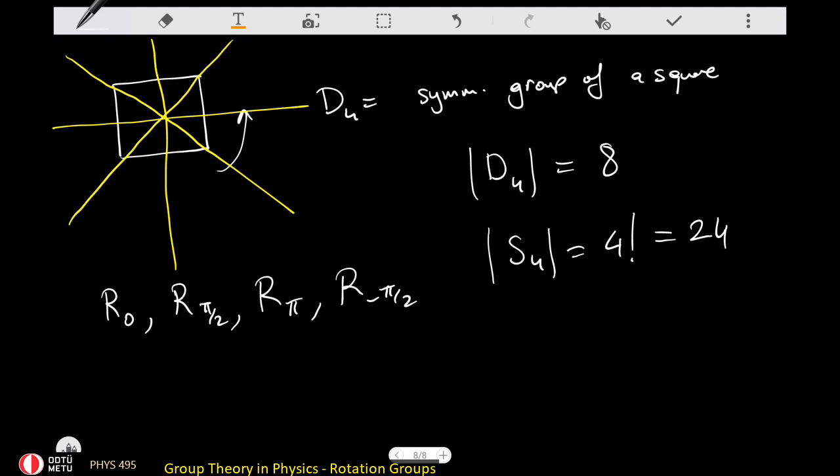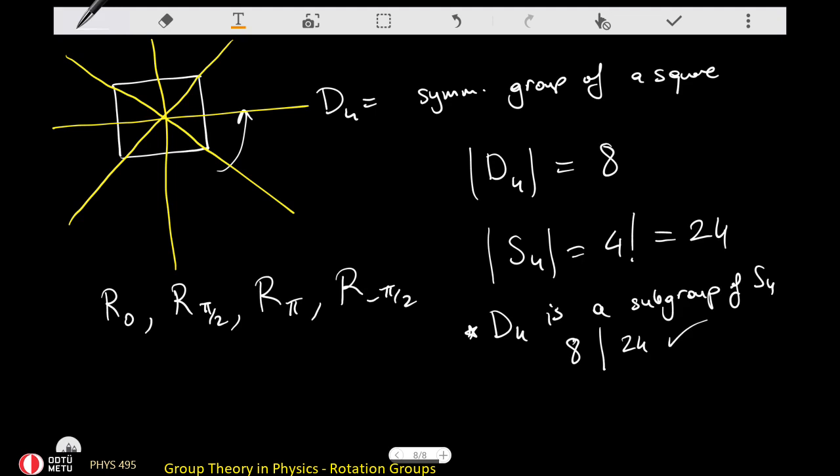So as a result, D4 is a subgroup of S4. You can really see that there is a theorem that says that the order of a subgroup divides the order of the group. You can see that 8 divides 24. So that confirms this. It's just an example of that theorem actually. But in any case, it's a proper subgroup of the full permutation group S4.